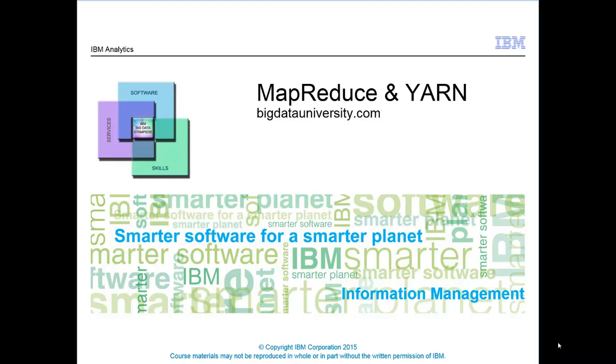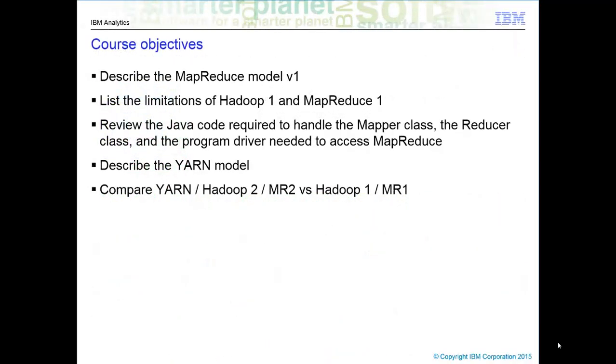In this course, you will study MapReduce and YARN over a total of 3 major sections, 8 videos, and 2 hands-on labs. The objectives of the course are to provide you with the ability to describe the MapReduce model version 1. This is the classic version that comes with Hadoop 1. List the limitations of both Hadoop 1 and MapReduce 1.